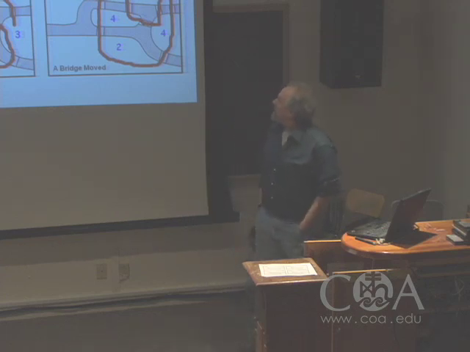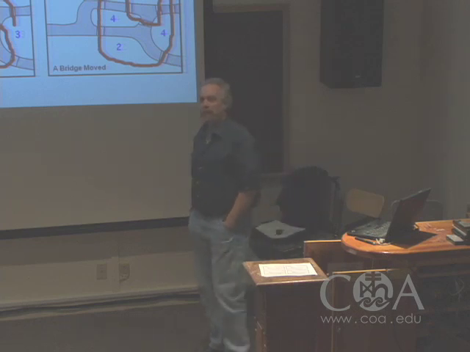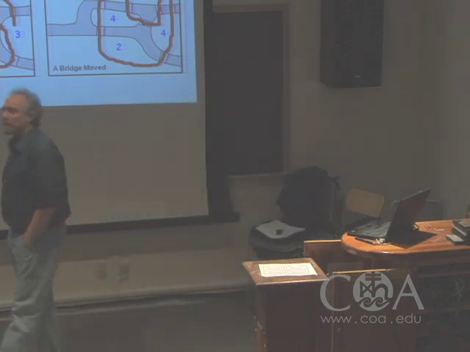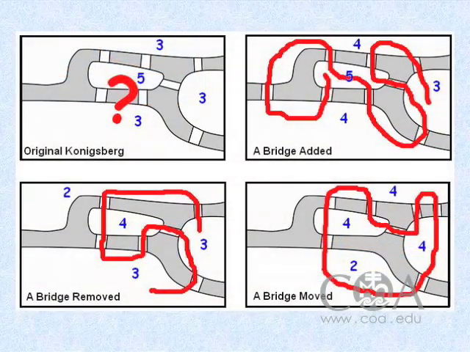So looking at these numbers now, what can you conjecture? What can you conclude about what's going on here? When we're on a point of land that's in the middle of our walk, it has an even number of bridges attached, and that makes sense. If it's not the beginning or the end of our walk, every time we get there we have to leave on another bridge, so the bridges are going to come in pairs on places that are not the beginning or the end of our walk.